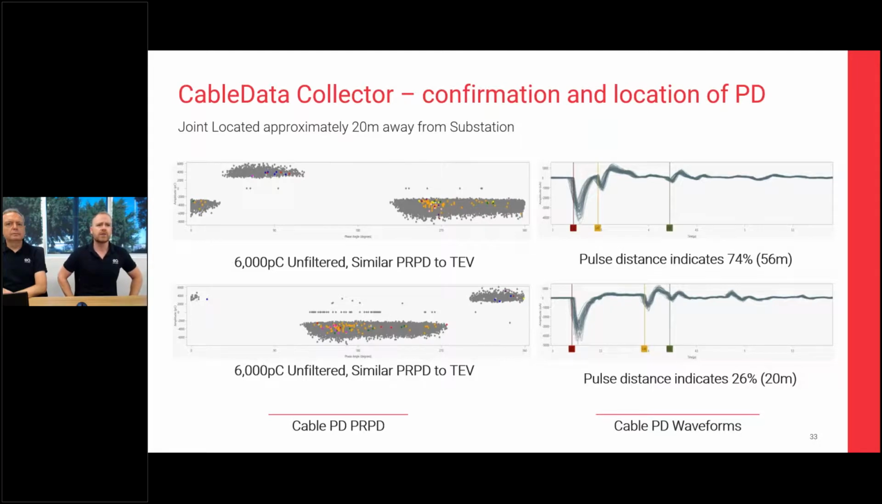We can also see our amplitude level, as you can see on the left-hand side there, was 6,000 picocoulombs on unfiltered data. So that's the true level of picocoulombs. When we relate that back to the table that Neil showed earlier, 6,000 picocoulombs is in the red level. So it's a defect that should have a high priority on it.